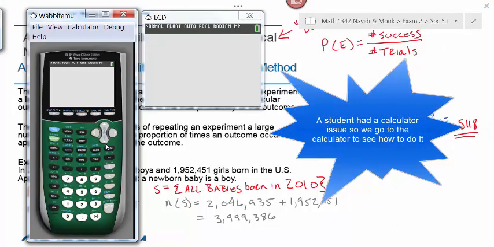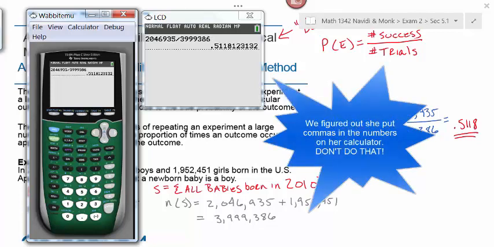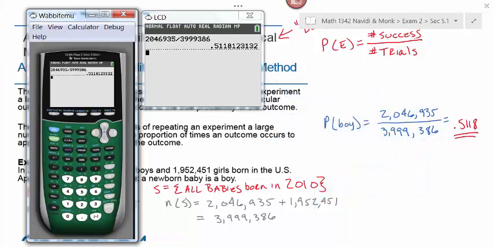It won't calculate it as a proper fraction, but it will give you a decimal. Alright, let me type it in and you just kind of follow along and see what happens. Are you on your home screen? Hit second mode. Okay, we got 2,046,935 divided by 3,999,386. Oh yeah, no, whenever you're using your calculator, you can't put the commas in the calculator. It'll freak out.